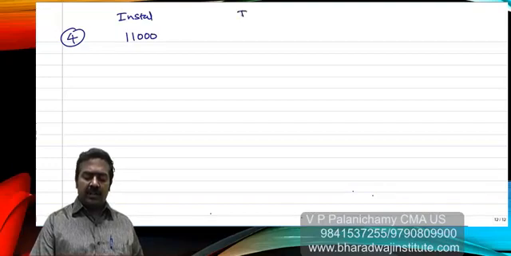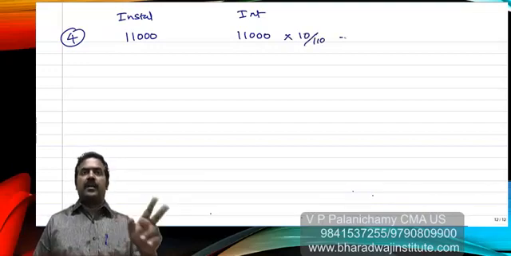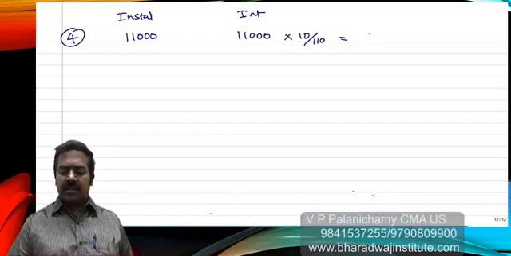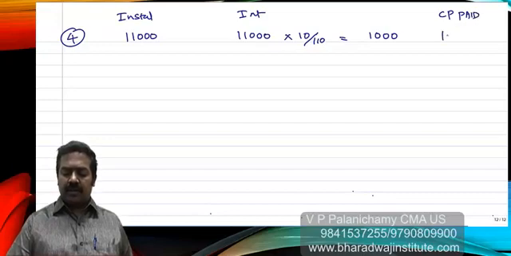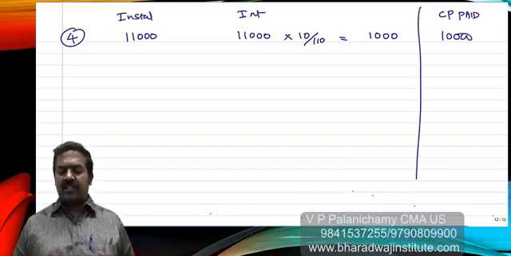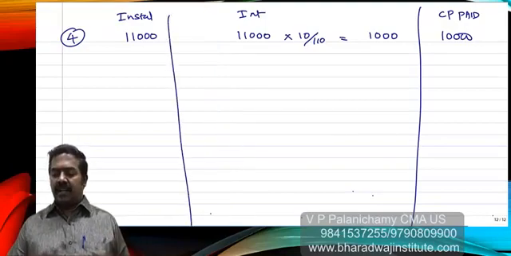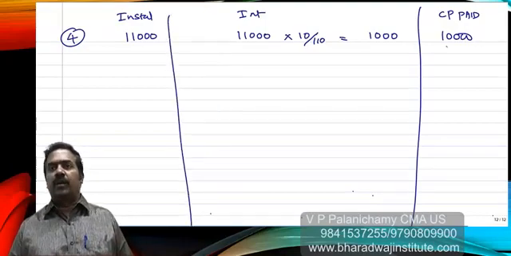Interest would have been 11,000 into 10 by 110. Why 110? Because the installment includes interest. So 11,000 into 10 by 110, how much? 1,000. Then the cash price paid would have been 10,000. You can cross check also. Last year, what would have been outstanding? This 10,000 would have been outstanding.